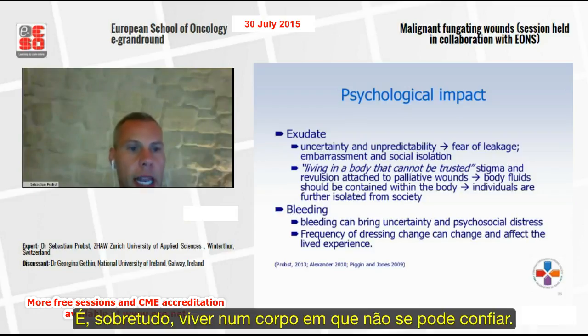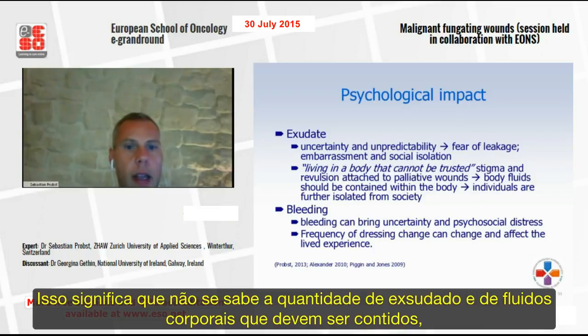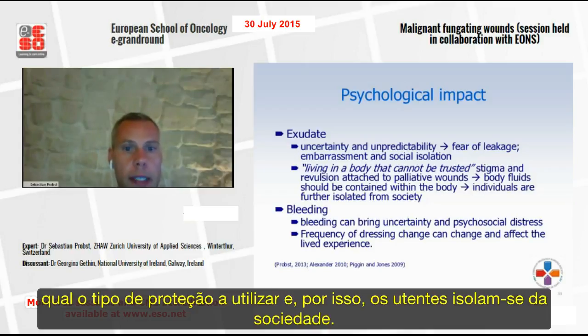It's mostly living in a body that cannot be trusted. That means I don't know how much exudate I have, or how the wound develops. How many body fluids should be contained within the body? That means what kind of dressing do I have to take? And this is another factor that patients will get isolated, and mostly from the society.